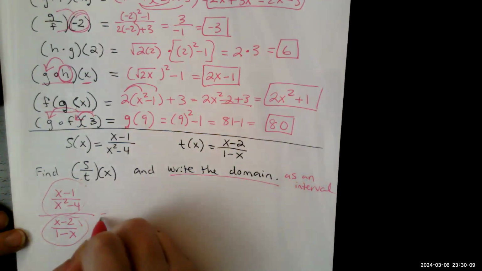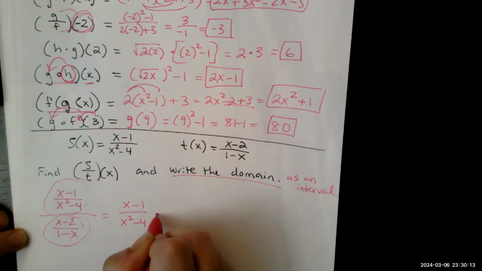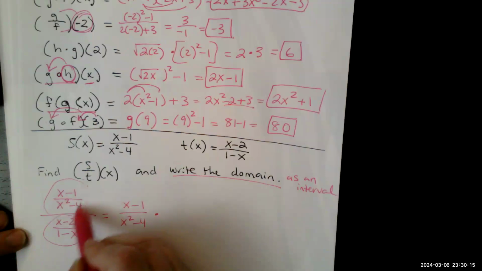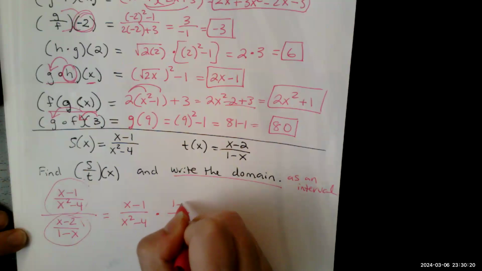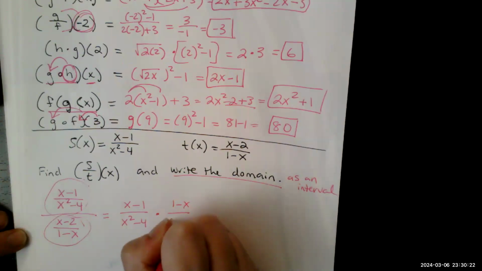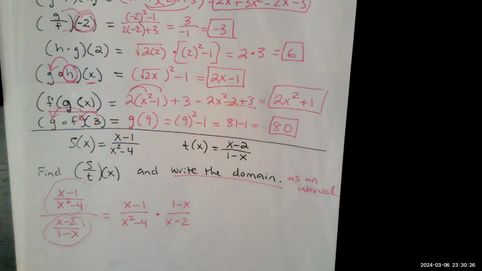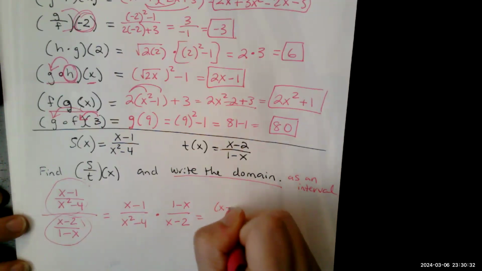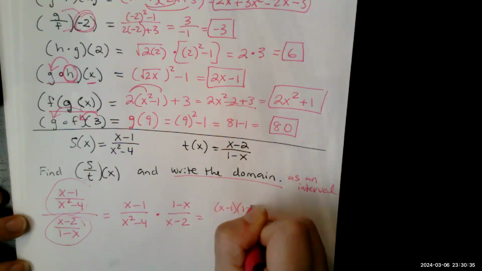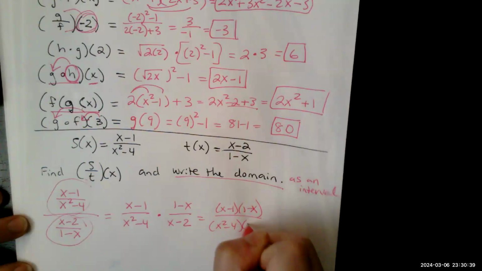So instead of dividing, I'm going to do keep, change, flip. So I'm going to keep this one the same, change it to multiplication, and flip that bottom function. Now I'm going to reduce if I can reduce, but if I can't, I'll just leave it like this.